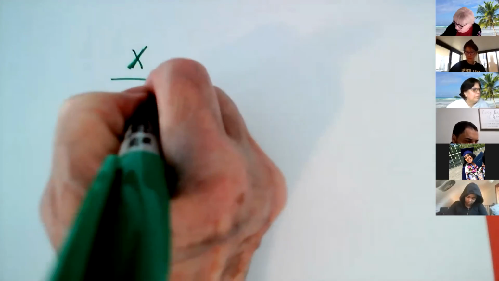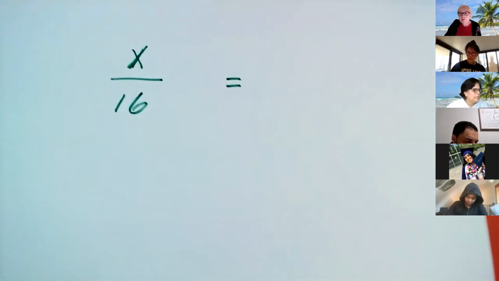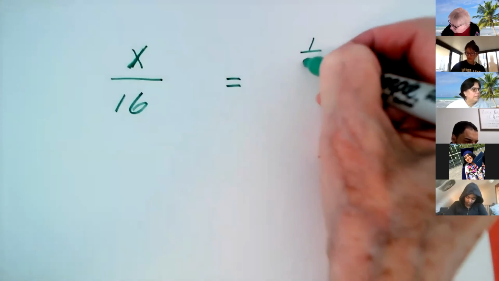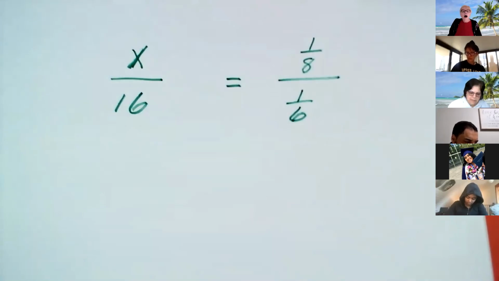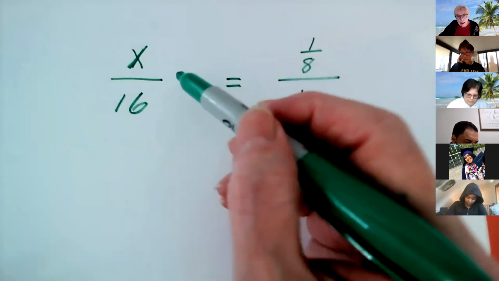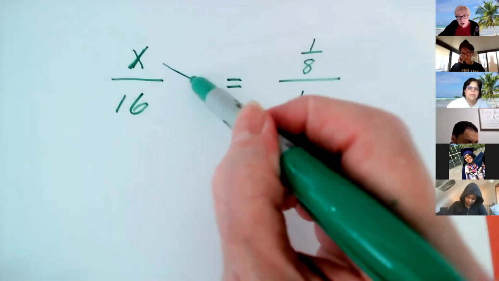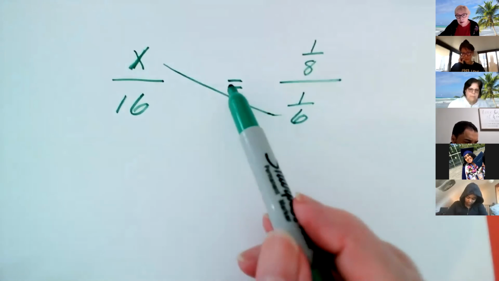Let me take us back. Wish I could do this quickly. So tell me again, because I remember that kind of problem. X over 16, okay? Then equals 1/8 over 1/6. Yeah, that's it. Okay, it looks bad, but the truth of the matter is it would use the same method.